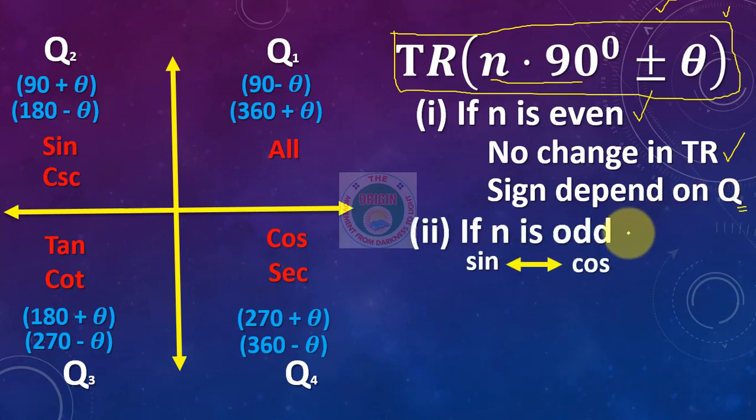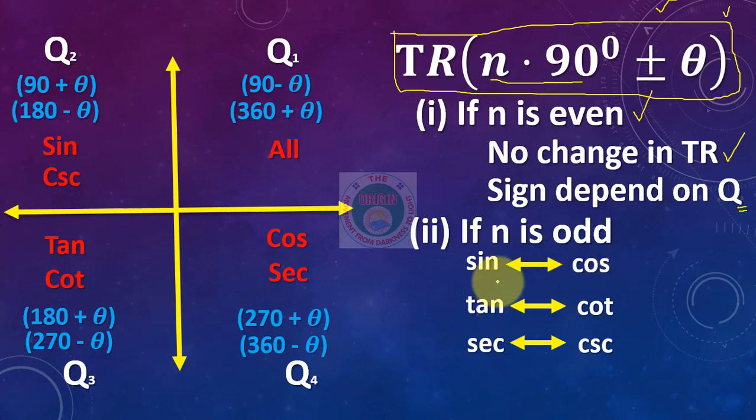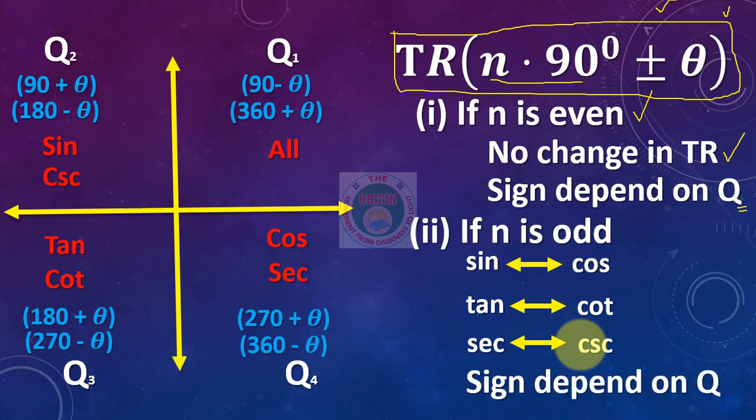If n is odd, this is very important. Sin converted into cos, tan converted into cot, secant converted into cosecant. This is very important. Next, as usual, sign depends upon the quadrant. These conditions are very important and you should keep them in your mind. Once again, n is even and n is odd. In these two cases, we have different conditions. N is even, trigonometric ratio not changed. N is odd, trigonometric ratio changed. In both cases, sign depends upon the type of quadrant.